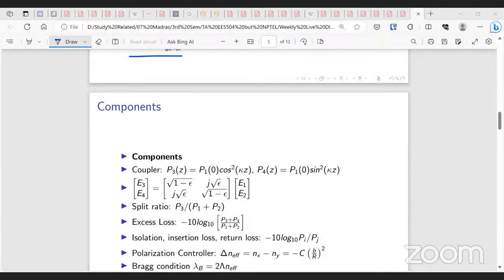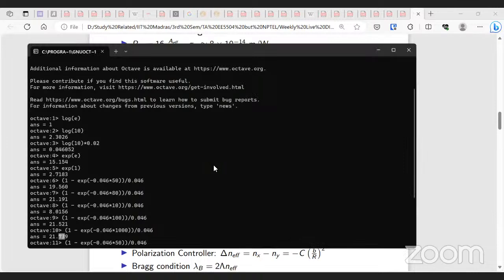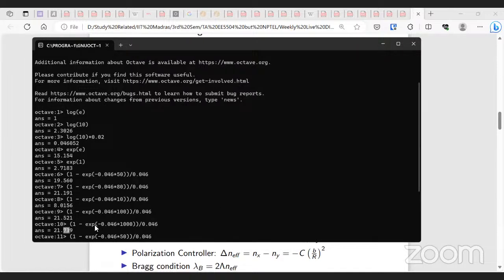Sir, can you show the MATLAB screen again? Sir, what are the answers? Please tell again for 10 kilometer, 100 kilometer and 1000 kilometer.